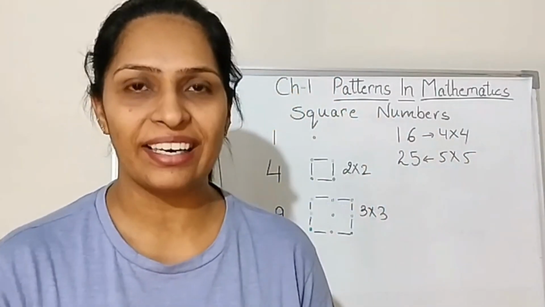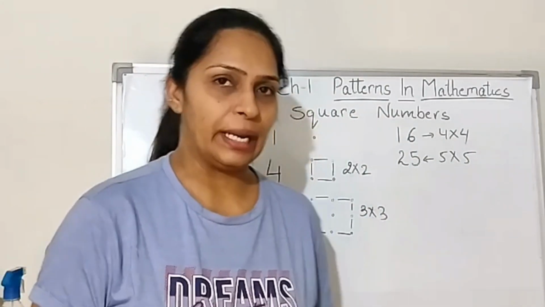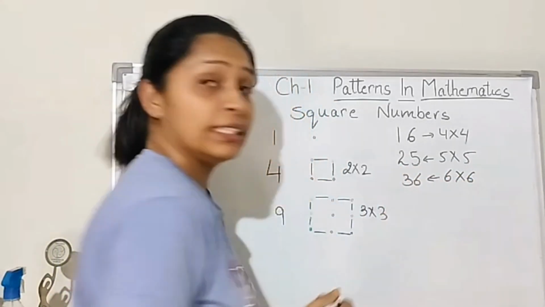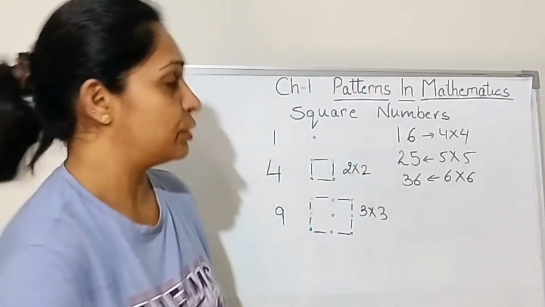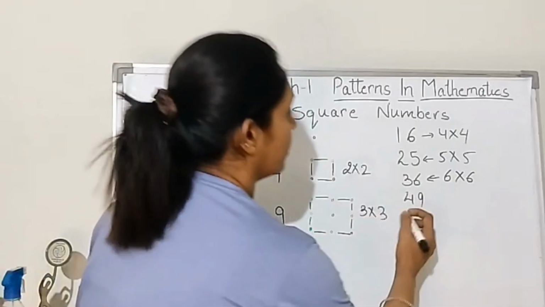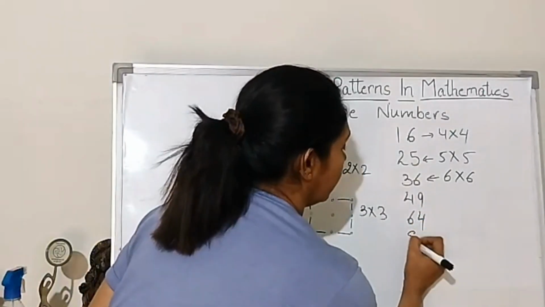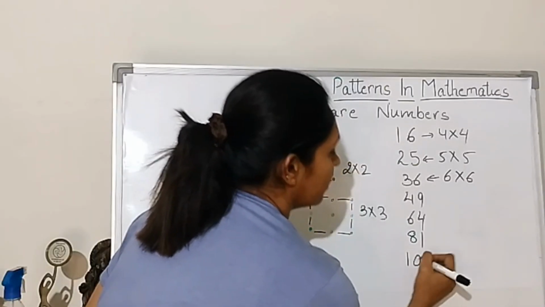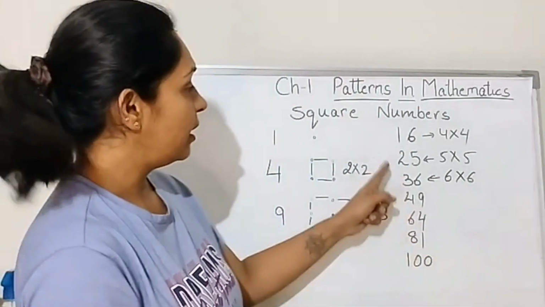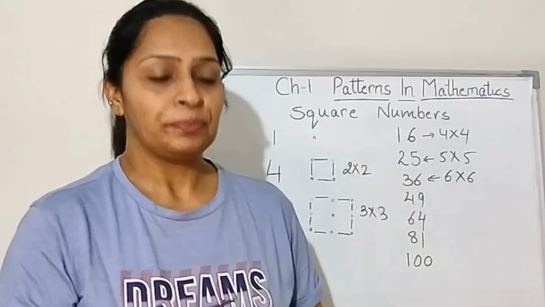I hope you got the pattern and hence you can find the squares of the next consecutive numbers. Similarly, you can do 6 multiplied by 6, which gives us 36. The next would be 49, since 7 sevens are 49. The next square number is 64: 8 eights are 64, 9 nines are 81, and 10 tens are 100. So these are the next square numbers. You can fill up your series in this way. You may write the next 1 or 2 numbers in the comment box.